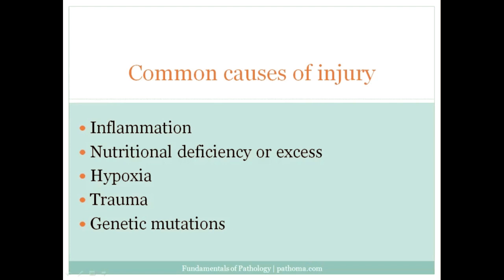Hypoxia, very classic cause of injury. All of the myocardial infarctions and ischemic stroke to the brain are all examples of hypoxia. And we're actually going to spend some time discussing hypoxia in more detail in a few minutes. Trauma, common cause of injury. For example, a gunshot wound to tissue will injure the cells. And genetic mutations. When there are mutations and proteins are not formed or not formed properly, that can also result in cellular injury. Now, all of these themes are going to be repeated as we go through the text.